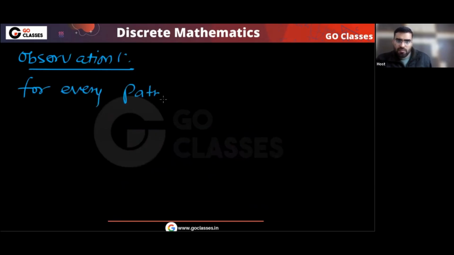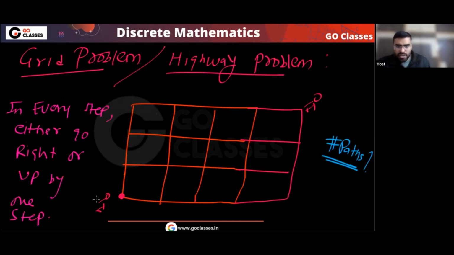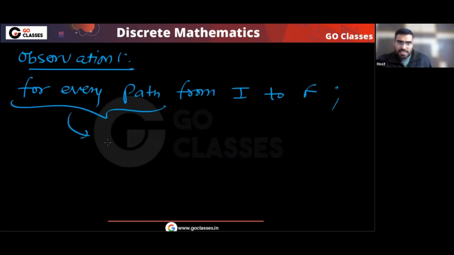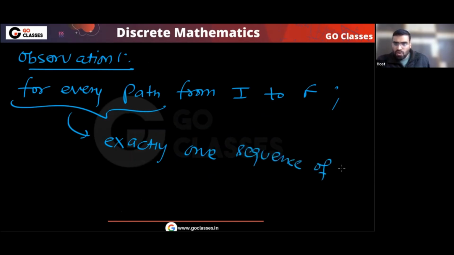So you can notice observation 1. What is that? For every path from initial to final, this is your initial, this is your final, from I to F, there is exactly one sequence of U, R of how much length?